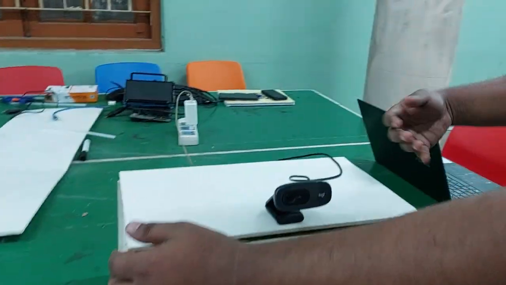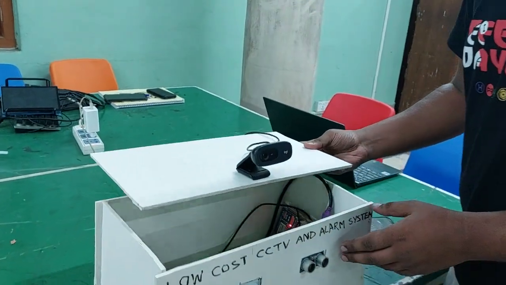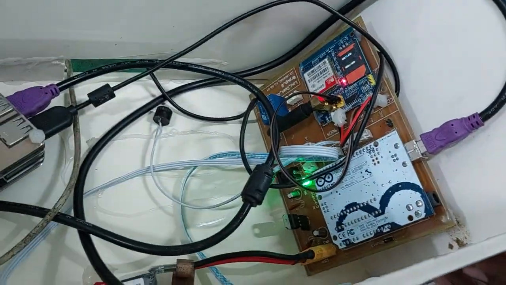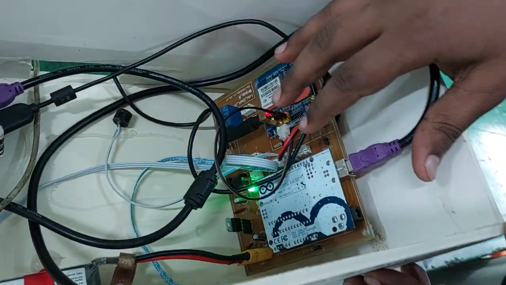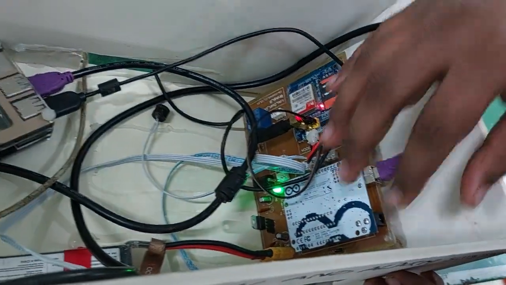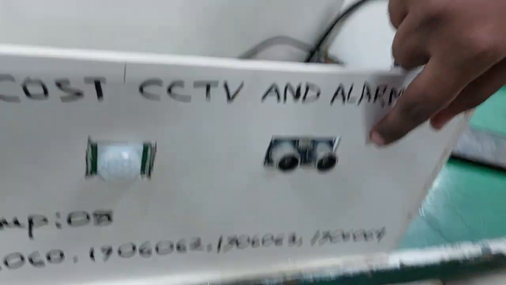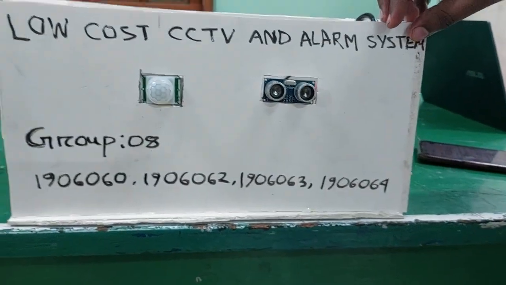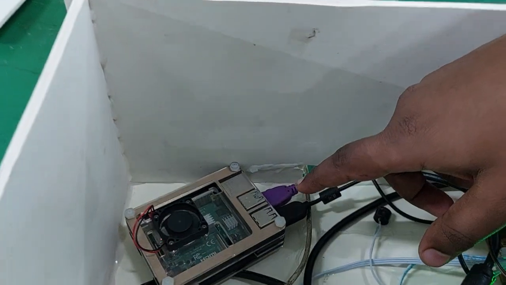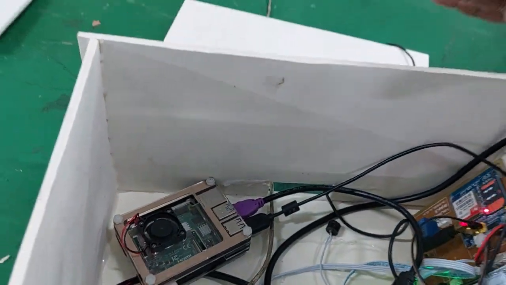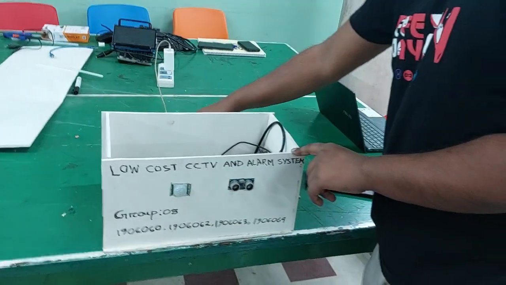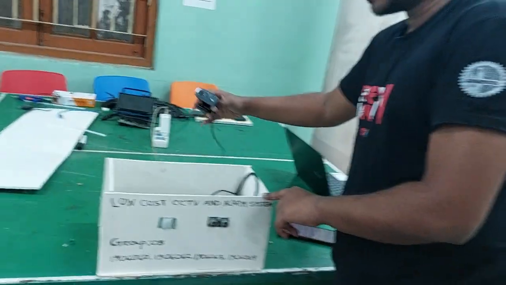So this is the whole prototype, and let's look inside at what's in there. This is our overall setup with Arduino, the module, relay and other sensors. All the sensors are mounted at the front of the box, and this is our Raspberry Pi, which will be used for image tracing, or you can say human detection, using this camera.